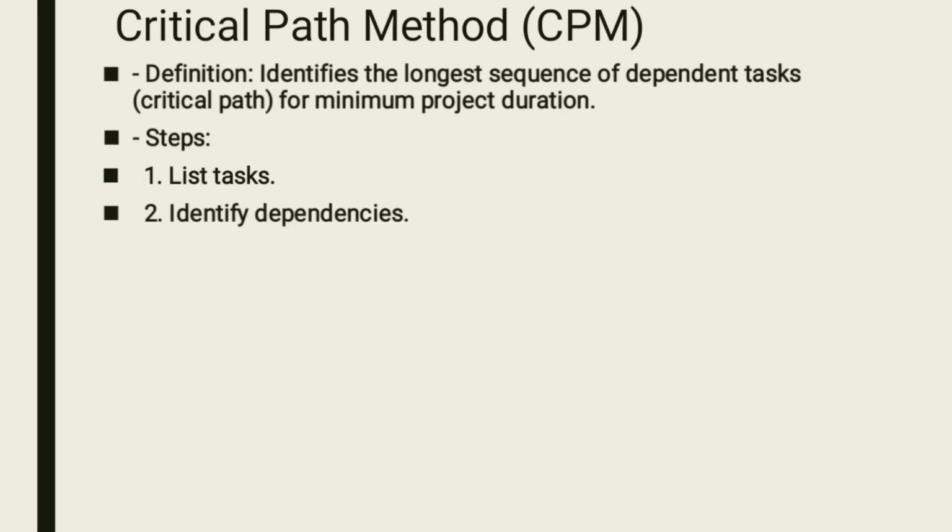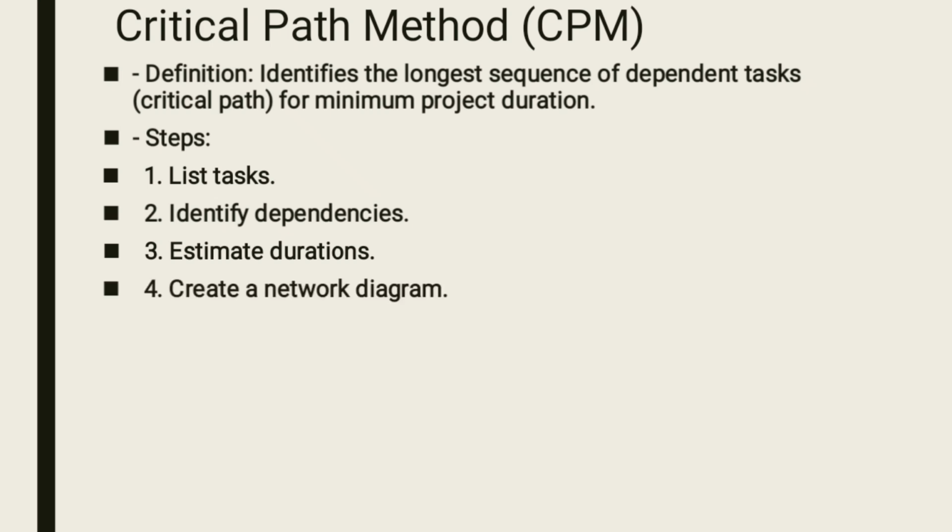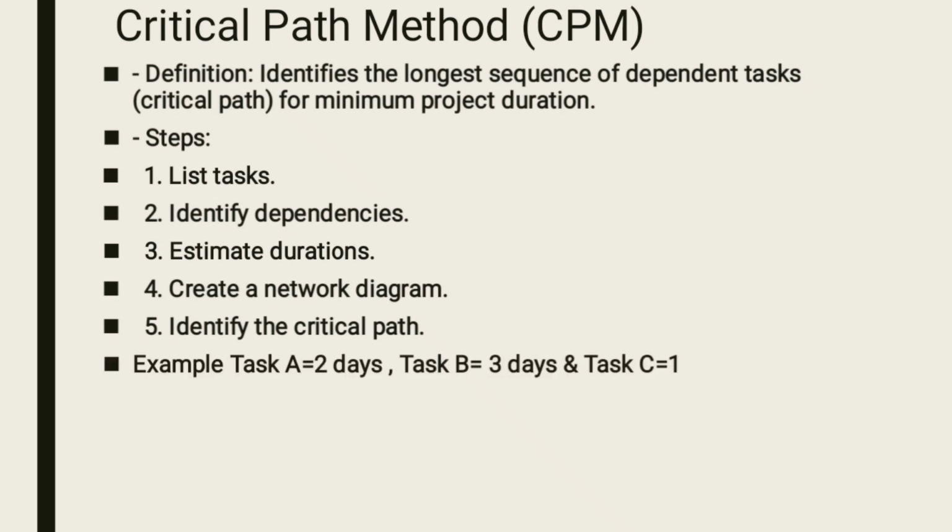The steps: number one, you need to list all the tasks of a project. Number two, you need to identify how those tasks are depending on each other. Then estimate time for each task. Number four, you need to create a network diagram. After creating a network diagram, you need to identify that particular path which has a lot of tasks, but it is going to give you the minimum amount of days.